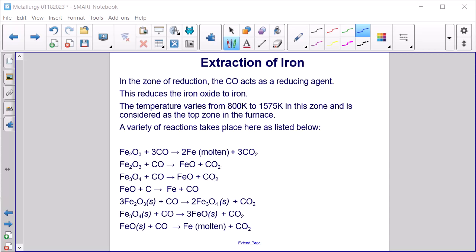So you can see the reaction between Fe2O3 and carbon monoxide to produce iron, molten iron, or to produce iron oxide. Fe3O4 can react with the carbon monoxide to produce FeO and carbon dioxide. FeO can react with coke to produce iron and carbon monoxide, and several other reactions as well.